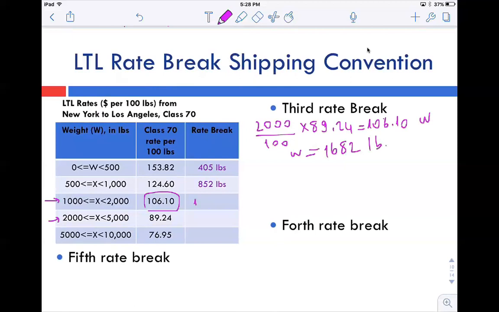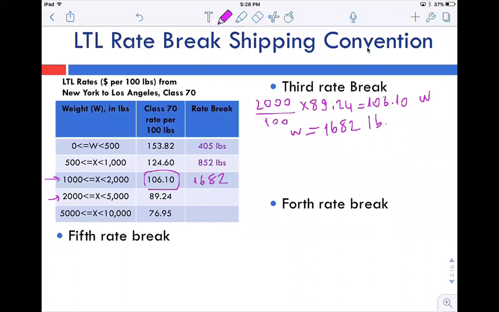So let's write it down. Okay, and then we find the fourth rate break here. For this one, we will have to look at the next interval.